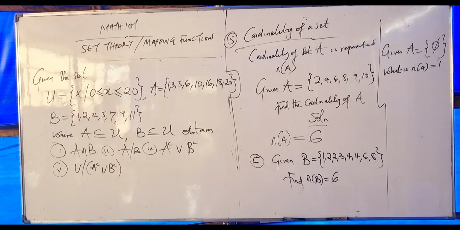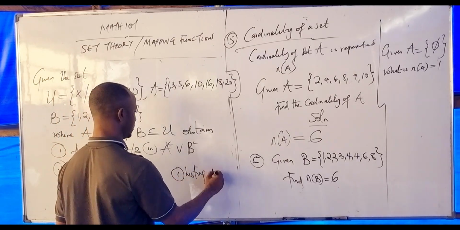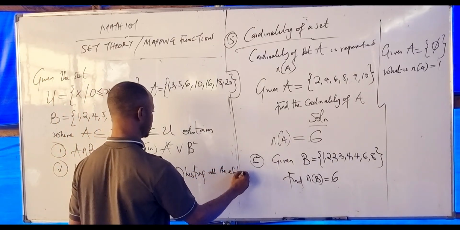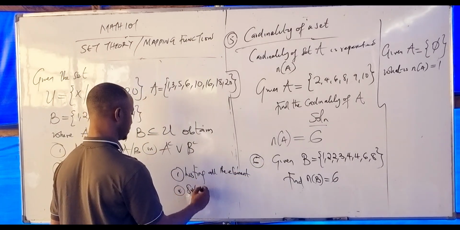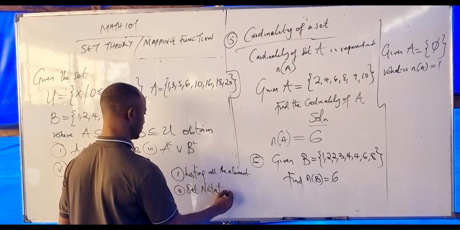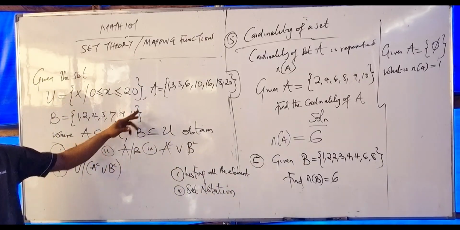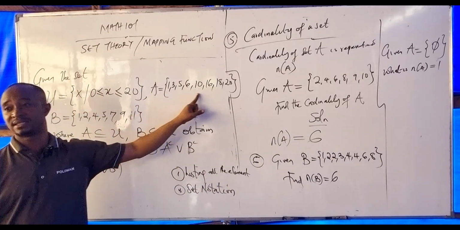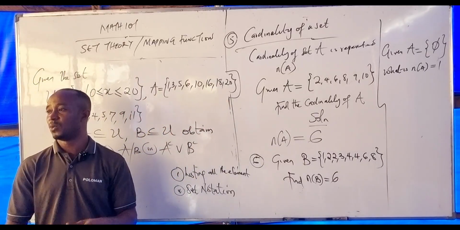Listing all the elements. Are you following? Number 1, by listing all the elements. Number 2, by using set notation. Are you getting this here? Look at this. A, this is by listing. Listing means we list out all the elements in a given set. 1, 2, 3, 4, 5.